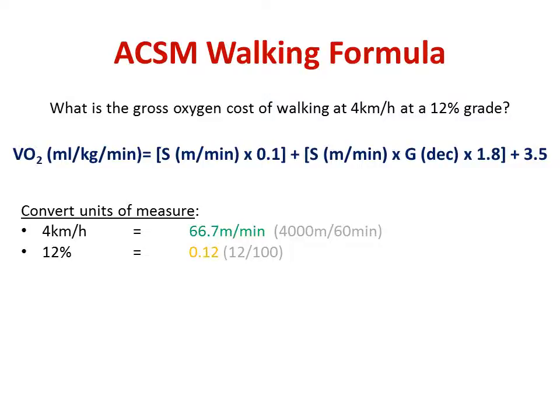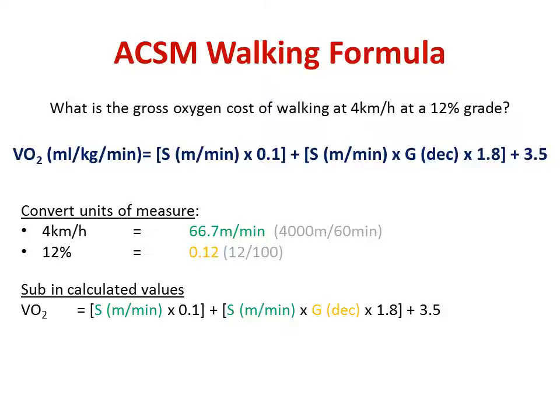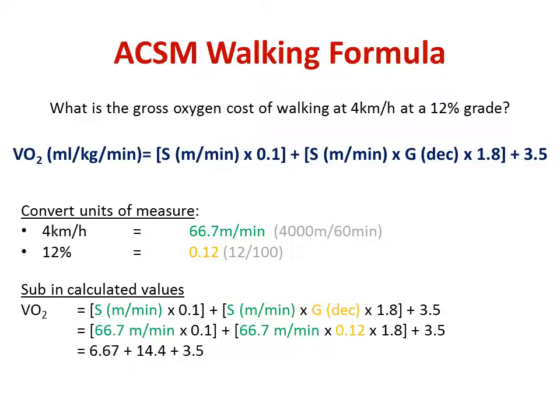From there, it becomes a very simple activity of then subbing in the green speed variables into the speed components of the formula, and equally the orange gradient components into that side of the formula as well. And as we work that down, we can see for this given activity, walking at 4 kilometres per hour at a 4% grade, we work a gross oxygen cost of 24.57 millilitres per kilo per minute.